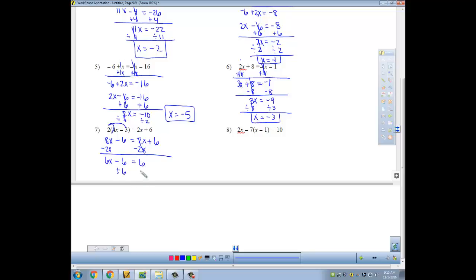Add 6 to both sides. Get 6x equals 12. Divide both sides by 6 to get x equals 2.